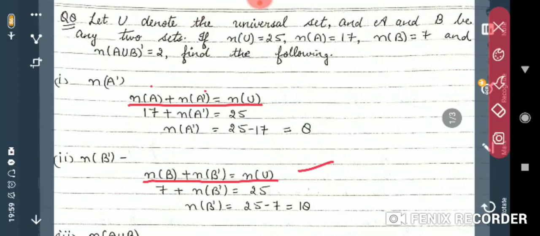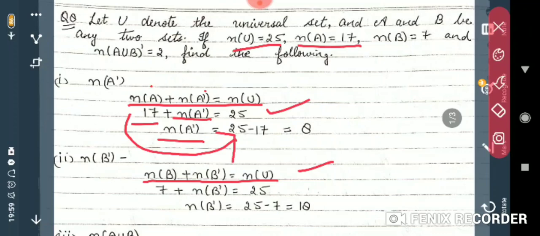Okay, just see, n(A) is given as 17. Then what do you have to find? n(A complement). And n(U) is given as 25. So n(A complement) equals 25 minus 17. As 17 goes from left to right, it is positive, so the sign will change and become negative. When you subtract 17 from 25, you will get 8.